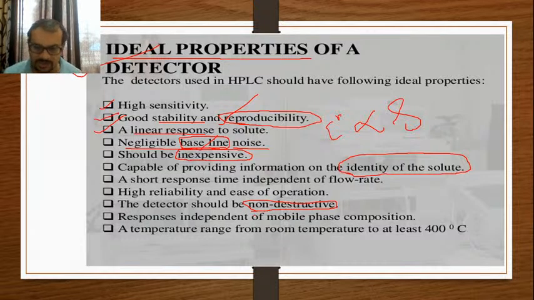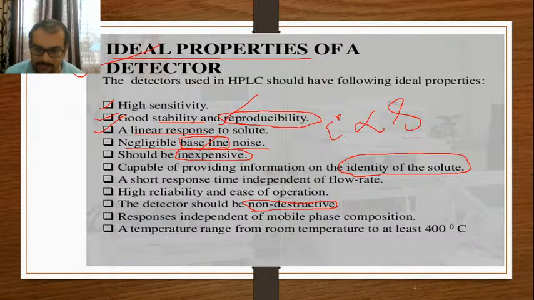The temperature range from room temperature to at least 400 degrees Celsius. That means it should not be temperature sensitive. The detector system should not be temperature sensitive, because temperature sensitive instruments can themselves impart impurities, and that's why affect the detector system. So these are some of the ideal properties of the detector system. Let's chat in the comment box what is non-destructive nature.